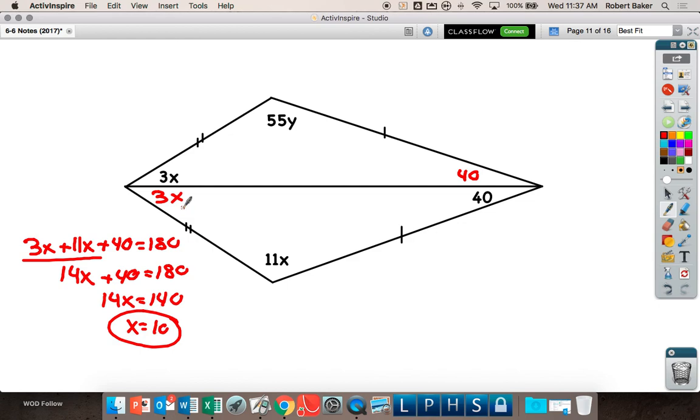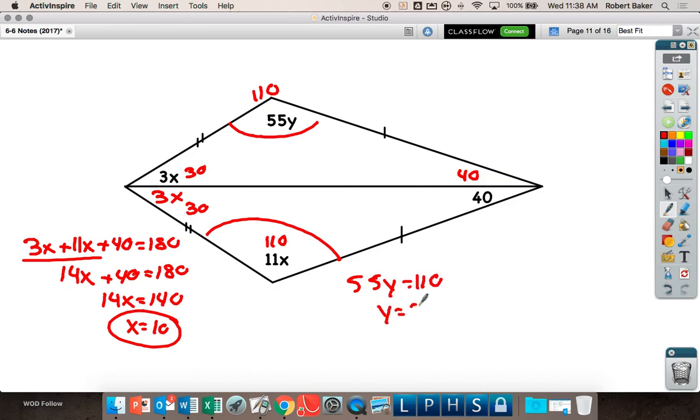3 times 10. That's 30. Down here? 110 is equal. Now, it is your job as a student to know that CPCTC, or in a kite, the angle between the non-congruent sides is congruent. So if this angle is 110, how big is this one? 110. Then you can say 55y equals 110. And y equals 2.